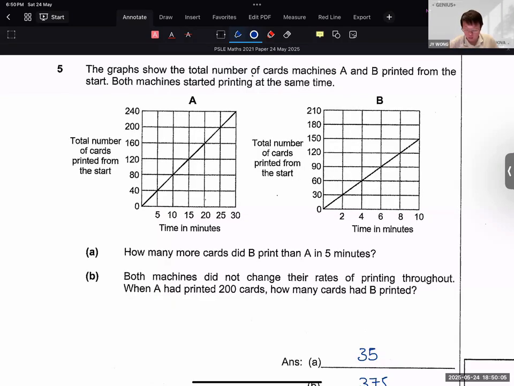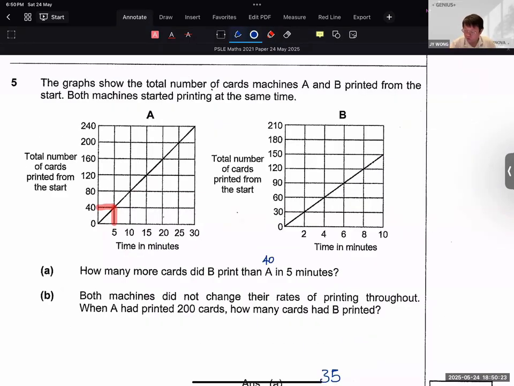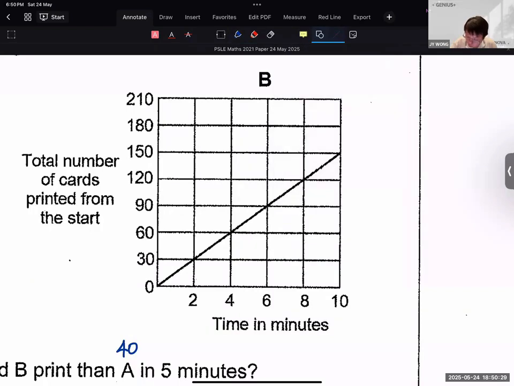Okay. Total number of cards printed from the start. So in 5 minutes, how many more cards did B print than A? So A in 5 minutes printed how many? From the graph, A is 40, right? From the graph, A is in the middle. You can read off 5 minutes from the middle, right?